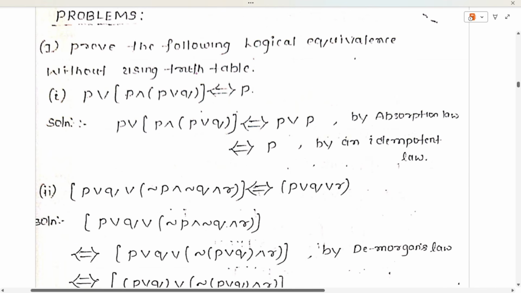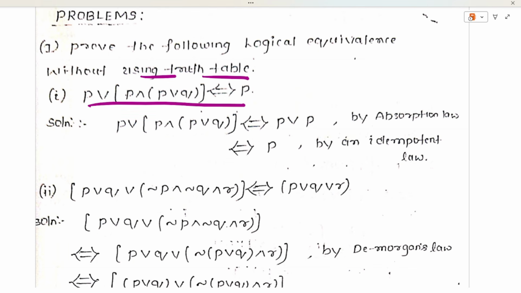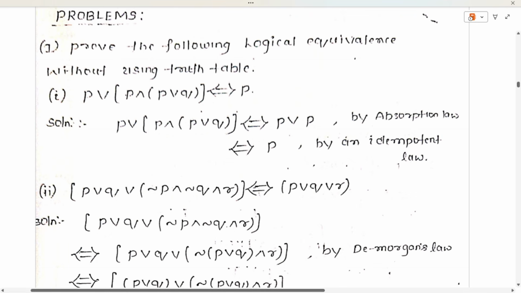Let's solve the problems, so that we can understand clearly. Prove that it is a logical equivalence without using truth tables. For this you could apply the truth table, or the biconditional, but you don't have to. Just by these laws you have to say whether it is a logical equivalence or not.